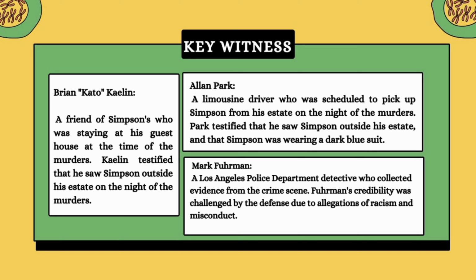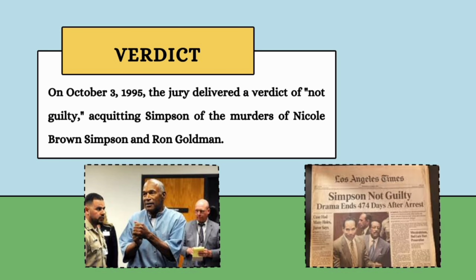Third is Mark Fuhrman, a Los Angeles Police Department detective who collected evidence from the crime scene. Fuhrman's credibility was challenged by the defense due to the allegations of racism and misconduct. Now, let's move on finally to the verdict of the case. On October 3, 1995, the jury delivered a verdict of not guilty, acquitting Simpson of the murders of Nicole Brown Simpson and Ron Goldman.